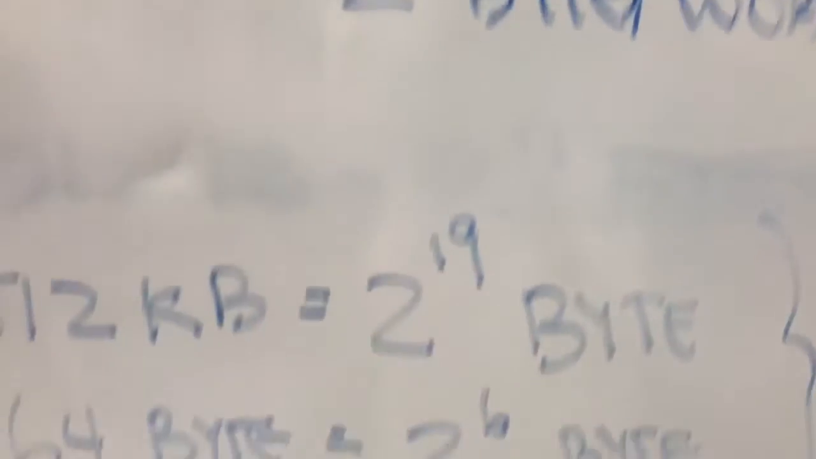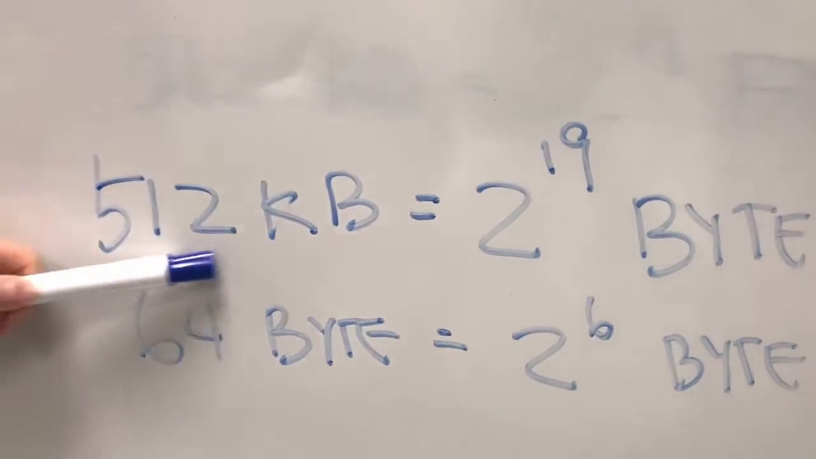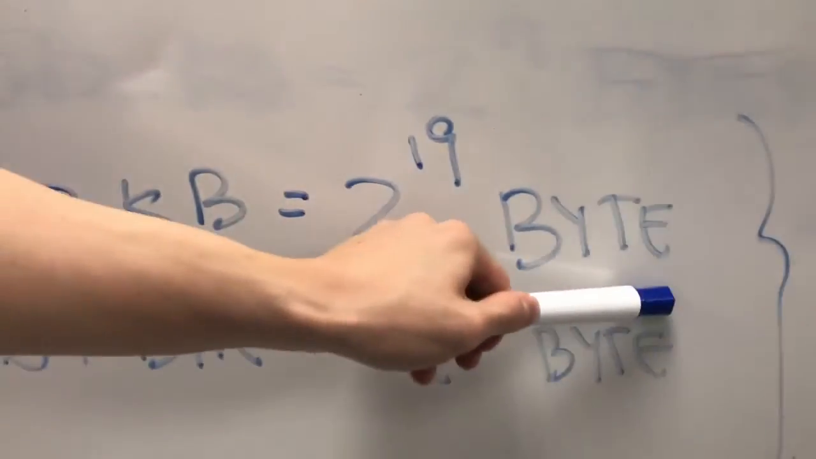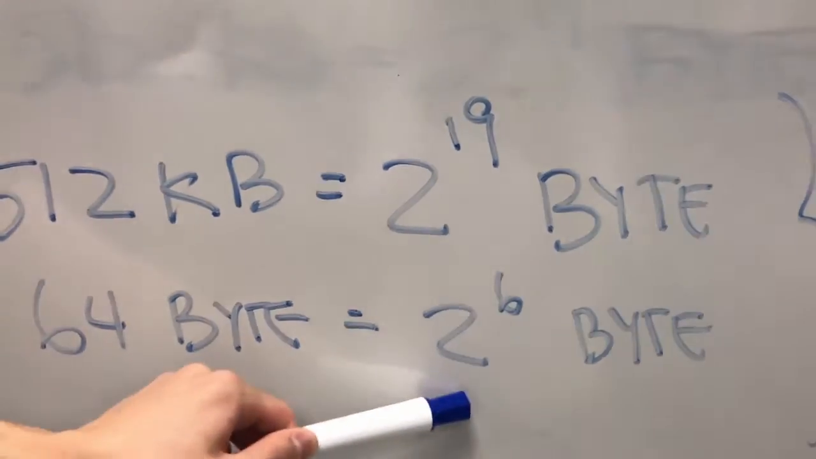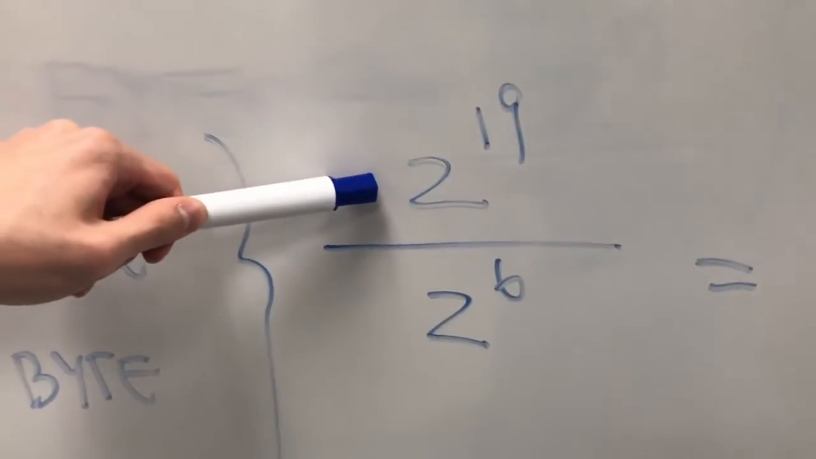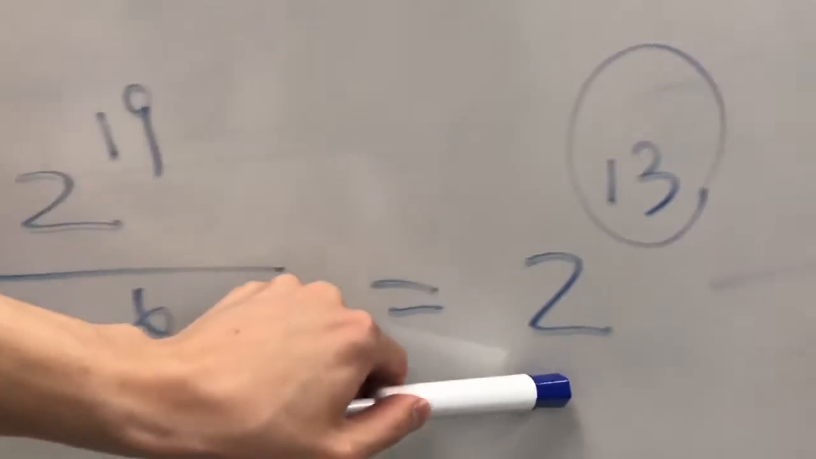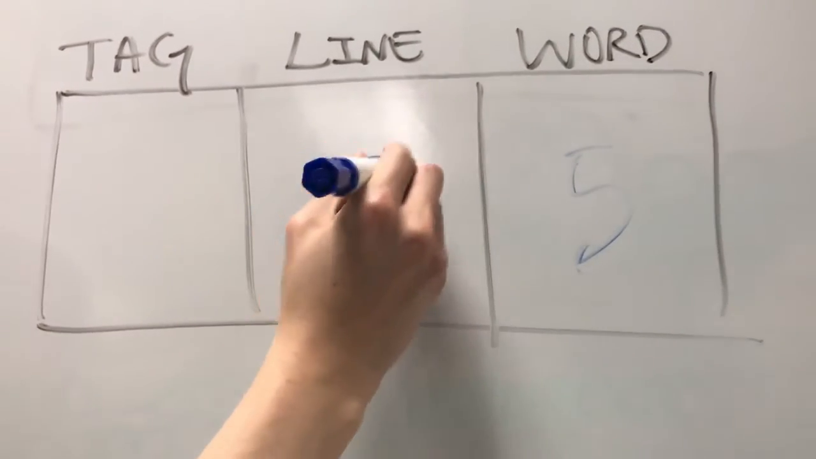Next, let's figure out the line number. The cache is 512 kilobytes, which is 2 to the 19 bytes. Each line is 64 bytes, which is 2 to the power of 6. 2 to the 19 divided by 2 to the 6 is 2 to the 13. So there are 2 to the 13 lines in the cache. This means that the line number has 13 bits.